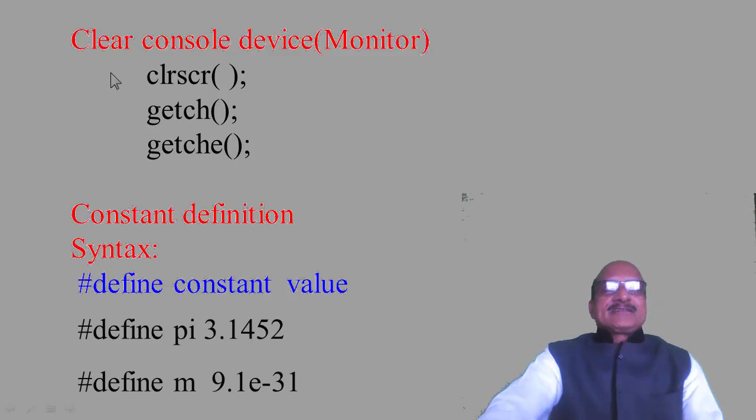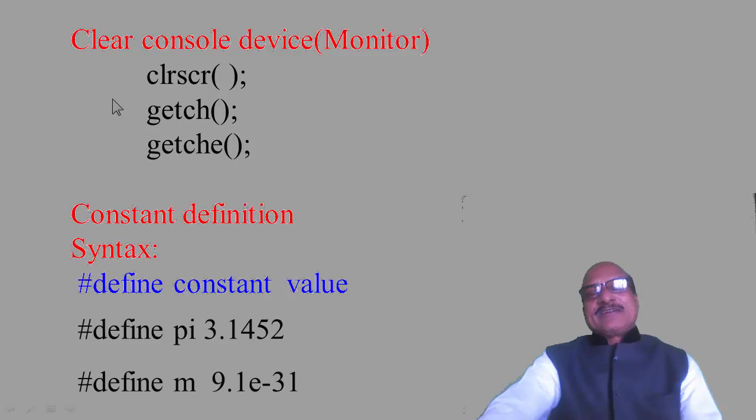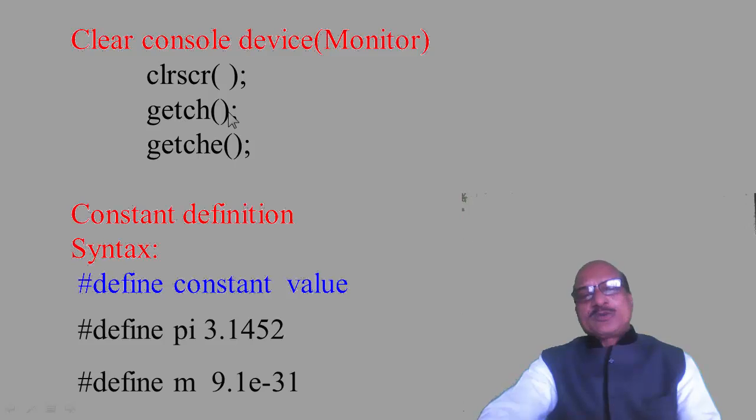Now along with these, some statements are also required. If you want to clear the console device, like the monitor, and rub out whatever garbage is present on the screen, then you can use the clear screen statement. Clear screen will clean the screen. Then getch, which is related to input operation. You can receive one character from the keyboard by using this getch function.